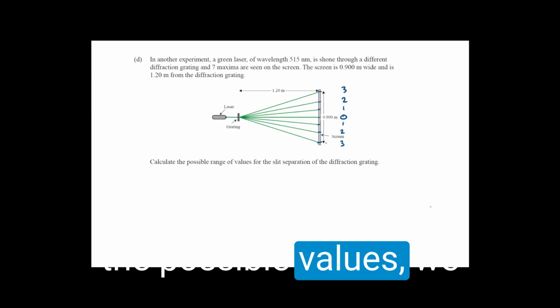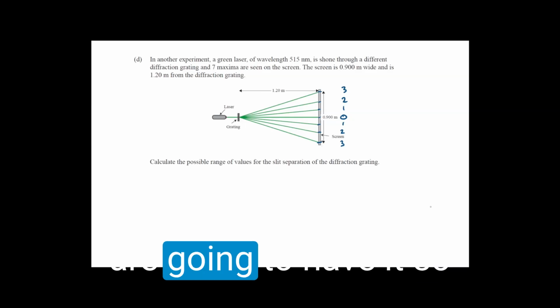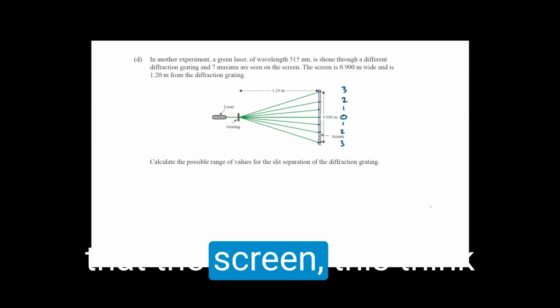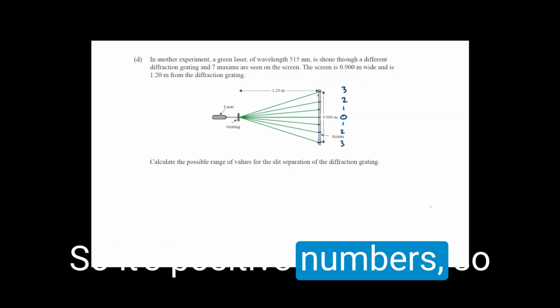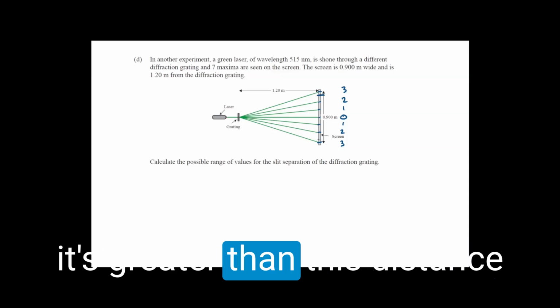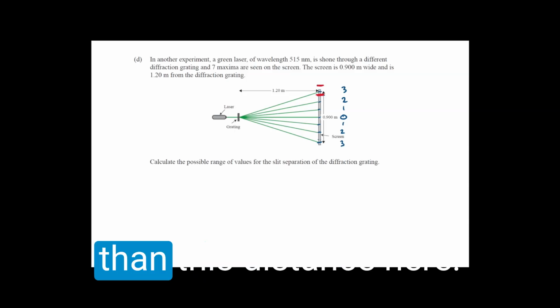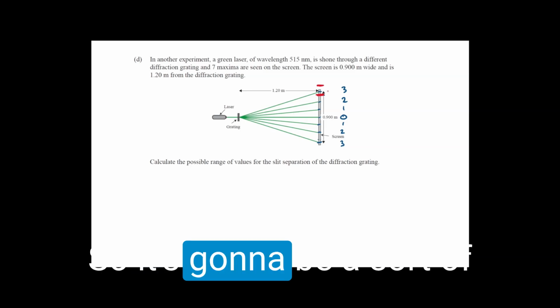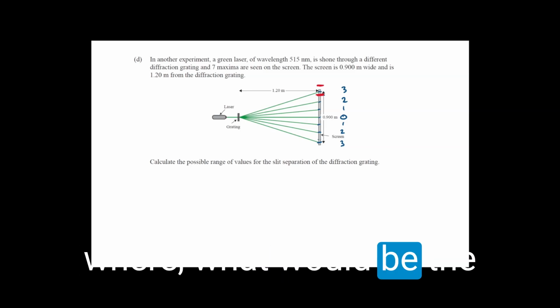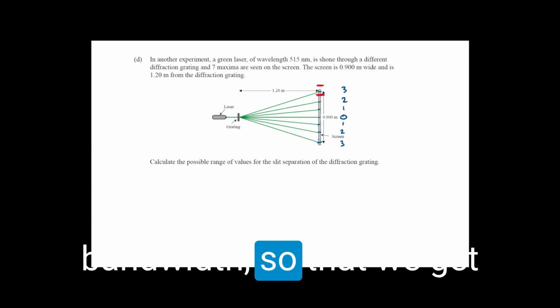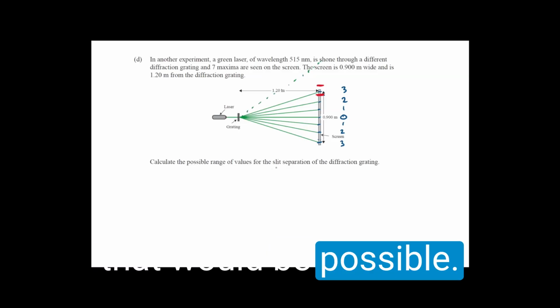Alright, so if we want to know the possible values, let's go to the top so it's positive numbers. It's greater than this distance here, but not greater than this distance here. So it's going to be a sort of bandwidth so that we get the third but not the fourth. There isn't a fourth one up here that would be possible.